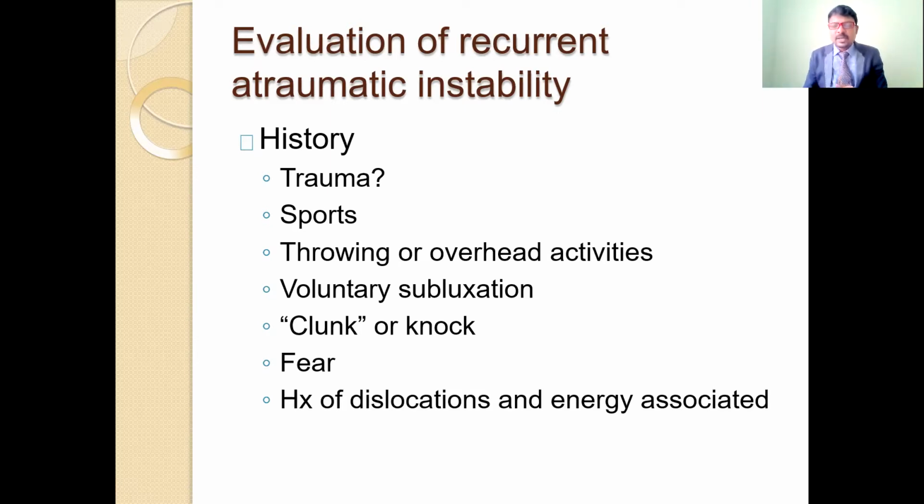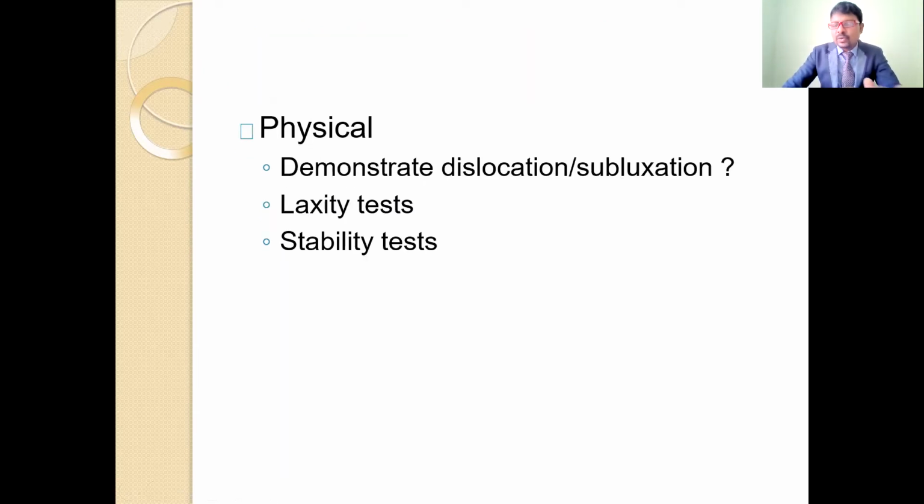So for those who are participating, if they are not trained properly and not using proper techniques, they may have a chance to get a dislocation of the shoulder. Or in the case of voluntary subluxation and also clunk or knock, we have to check whether there is any voluntary dislocation or not, and also if they have any fear or any history of dislocation. So we have to evaluate thoroughly. Then only can we know the causative factors of who is going to be prone to get recurrent dislocations. And also we have to demonstrate the subluxations and dislocations, and check ligament laxity tests and stability tests.